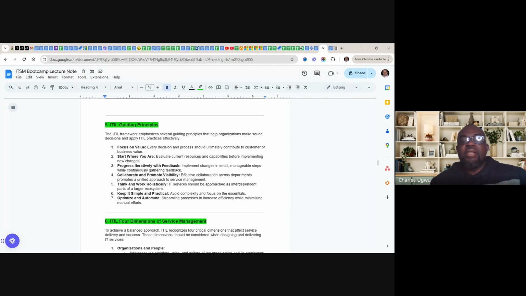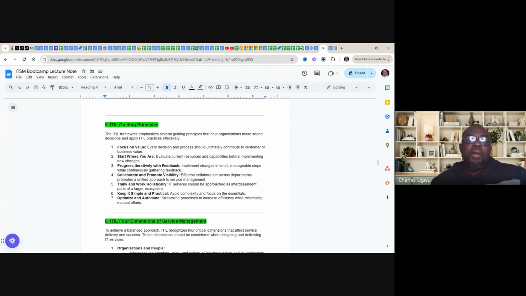So number 5 is think and work holistically. IT services should be approached as interdependent parts of a large ecosystem. We are providing IT systems, but we are integrated with the rest. We have our own unit, but everything is integrated. That's why I have the IT service unit. It is a unit, but it is well integrated within the organizational ecosystem. So that is what we are saying at this point.